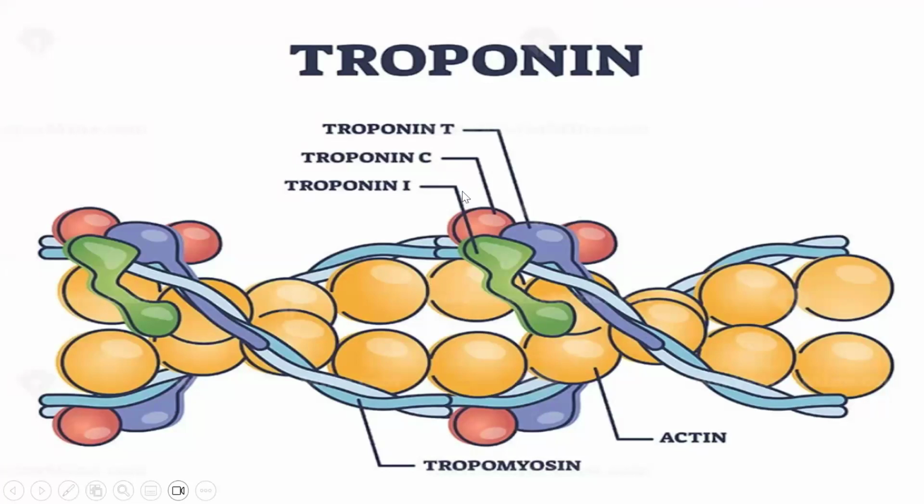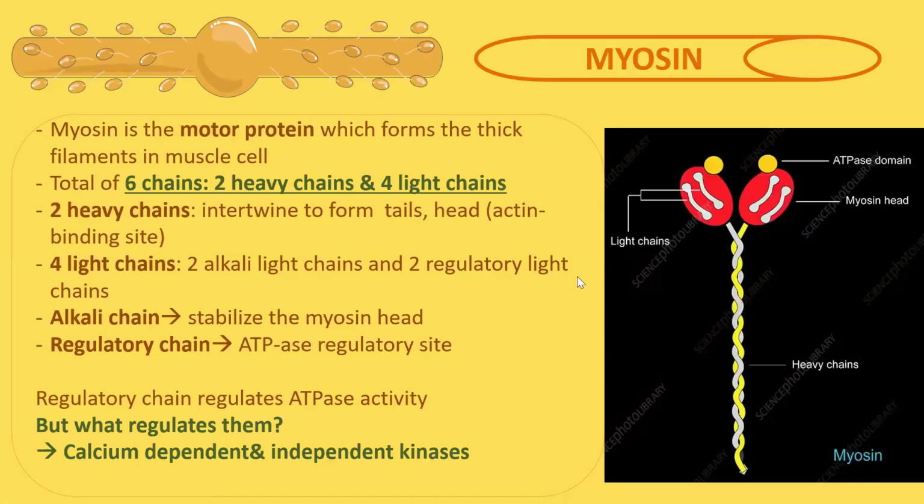TNC is these two red balls, and it binds to calcium. And the TNT binds to tropomyosin. As you can see here, the light blue is the tropomyosin, and this TNT is the troponin T, which binds to tropomyosin. Okay, now we are done with the structure of the thin filament.